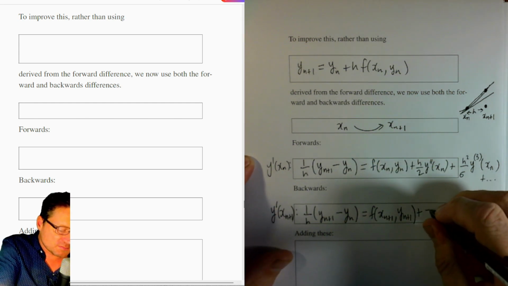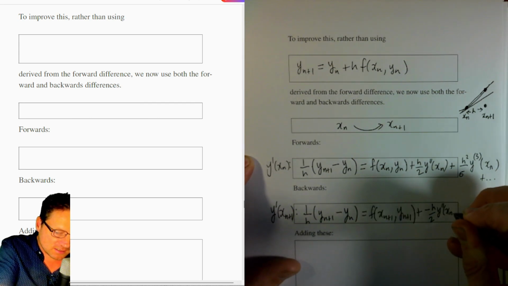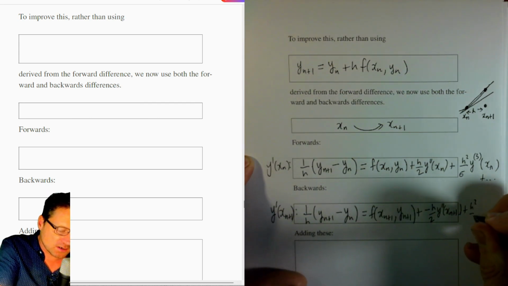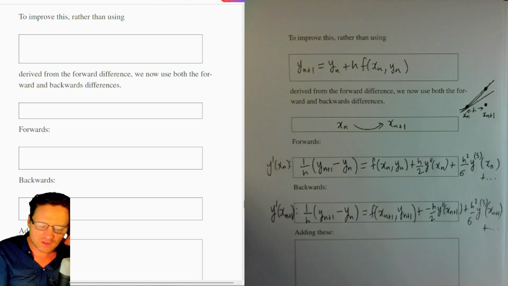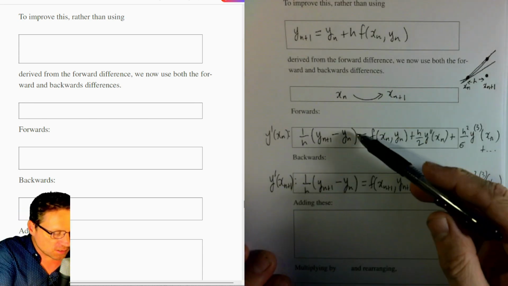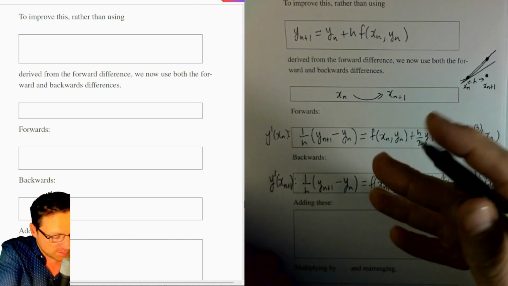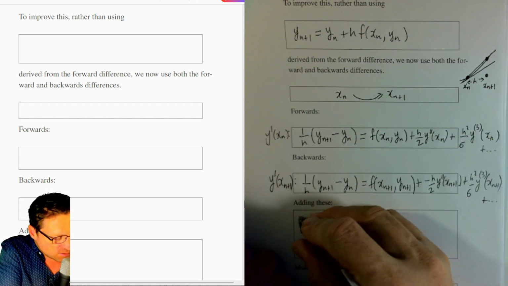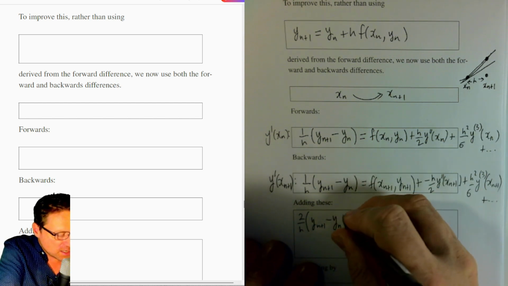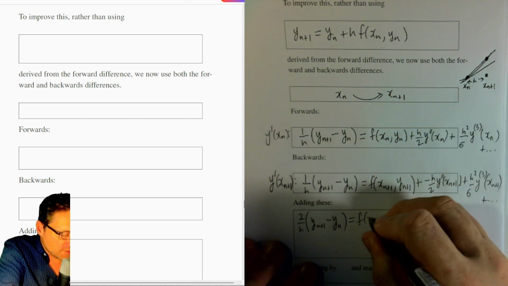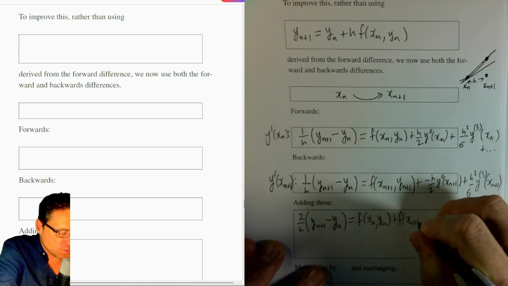Now this time it's minus h on 2, y double dash at x n plus 1, plus h squared on 6, third derivative at x n plus 1, and so on. Okay, and now adding the two of these, on the left-hand side we can see we have the same thing, so adding those up, we have two of those, so that's 2 on h, y n plus 1 minus y n equals f of x n, y n plus f of x n plus 1, y n plus 1.